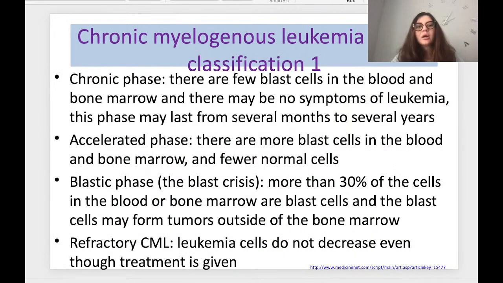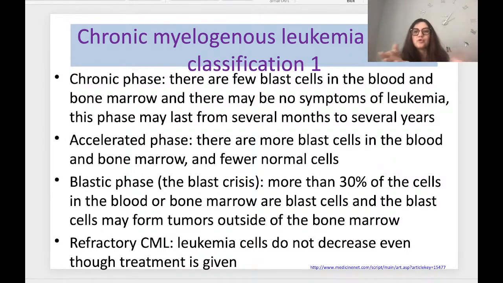Classification. In the chronic phase, there are few blast cells in the blood and bone marrow, and there may be no symptoms of leukemia. This phase may last from several months to several years. The next phase is the accelerated phase. There are more blast cells in the blood and bone marrow and fewer normal cells. The next phase is the blastic phase, or blast crisis, which is typical for chronic myelogenous leukemia, when more than 30% of the cells in the blood and bone marrow are blasts.